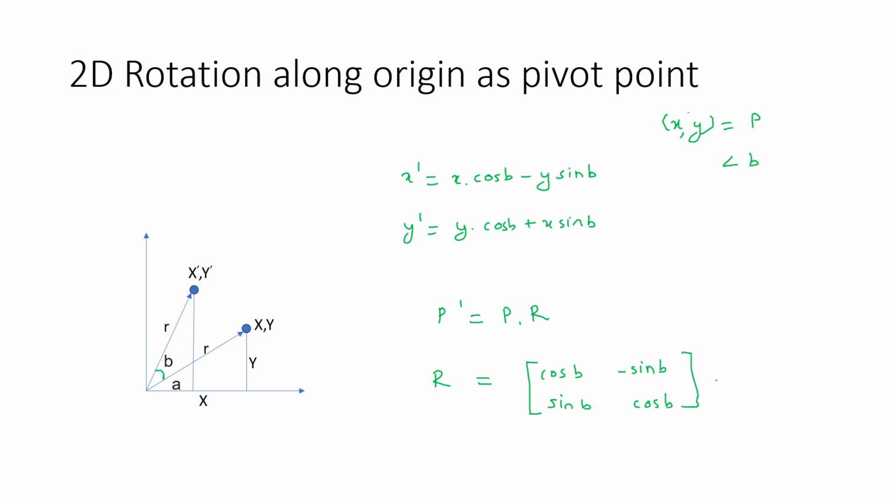So if you multiply your original x coordinate and y coordinate with this, then you are going to get your new P dash. So instead of R, let's just write it as P dash, and this is your R and this is your P. So this is how we write it in terms of matrix form.